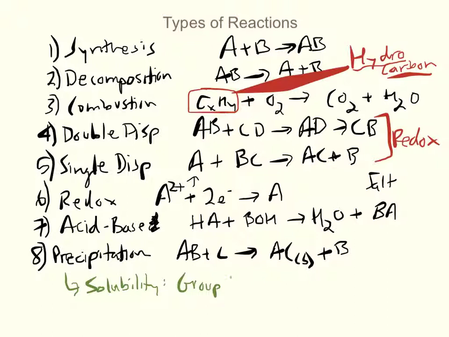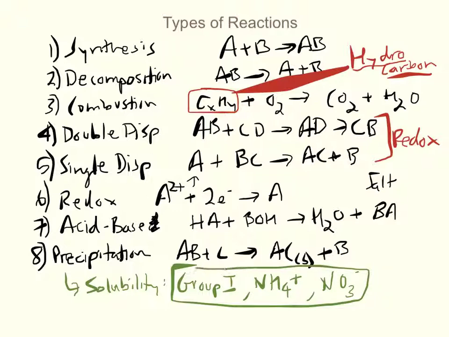Compounds with group 1 metals and ammonium ions will always be soluble. They will never form a solid precipitate. And also compounds with nitrate, NO3-. So if you see any of these three types of elements or polyatomic ions, you know that that compound will not form a precipitate. No solid formed if it has those present.